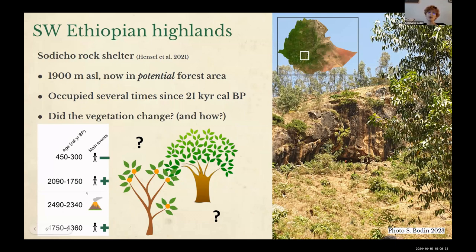Then we have a period where no human occupation was found because there were no lithics, no archaeological artifacts, but it was a period of volcanic eruption. And then in the most recent times, there was a bit of human occupation, but it was much less important regarding the archaeological artifacts found on the site. So how was the vegetation? How did it change?